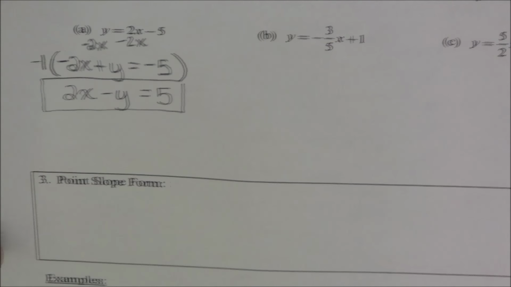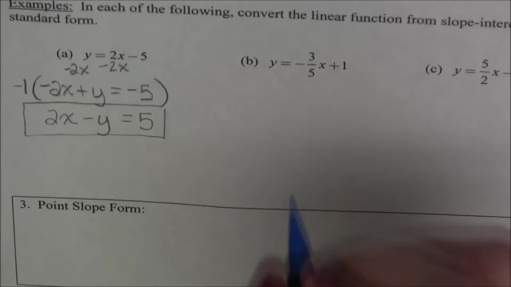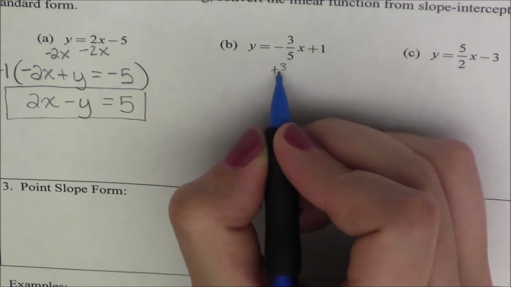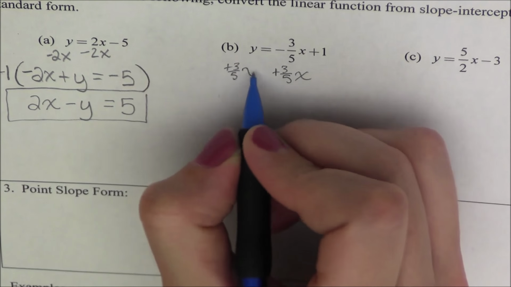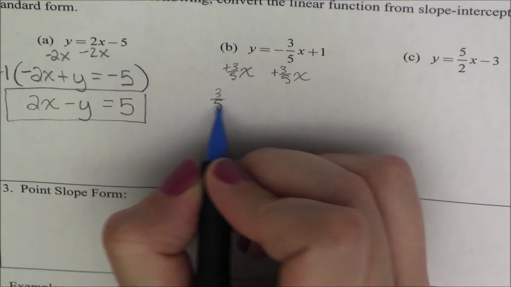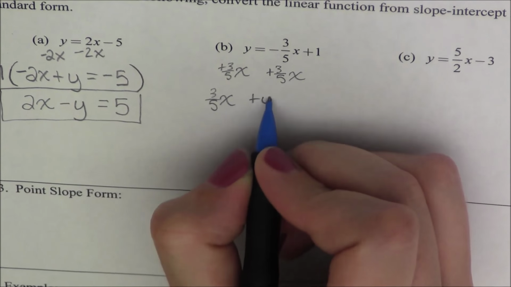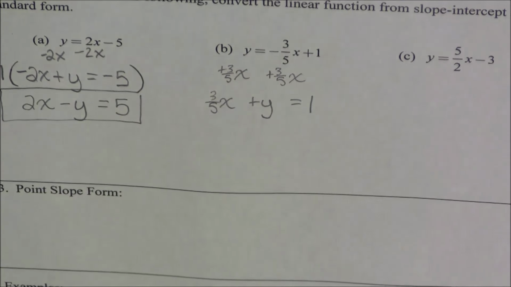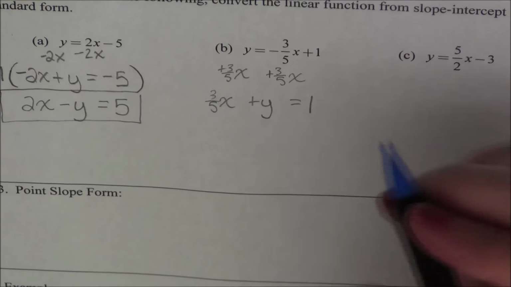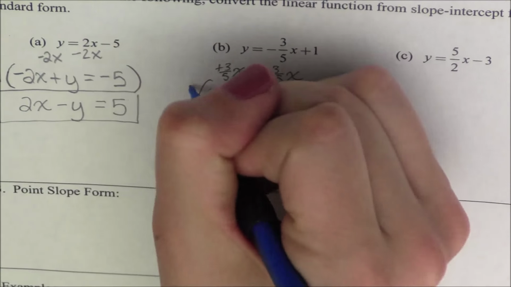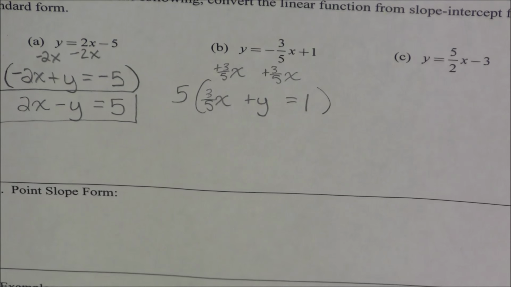For our next example, example B, going back to our process, first step, get the x's and y's on the same side. I'm going to add 3/5 x to both sides. So I've got 3/5 x plus y equals 1. Next, I want to get rid of any fractions by multiplying by the common denominator. Well, there's only one fraction, so the denominator would be 5. I'm going to multiply everything by 5.